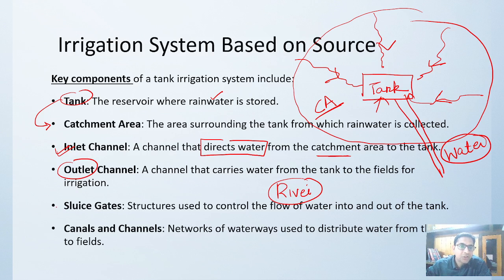And then we have sluice gates. Sluice gates mean we can control the flow of water in and out of the tank. Sometimes you have the tank full, so you close the gate. Sometimes you have less water in the tank, so you open the gate and water starts filling automatically. So that is the gating system. You see in dams, if the dam gets full they open the gates, and if the dam is low they close the gates. Then canals and channels are the network of waterways which help in distributing water from the tanks to the fields. So this is the total concept and the key components related to this.